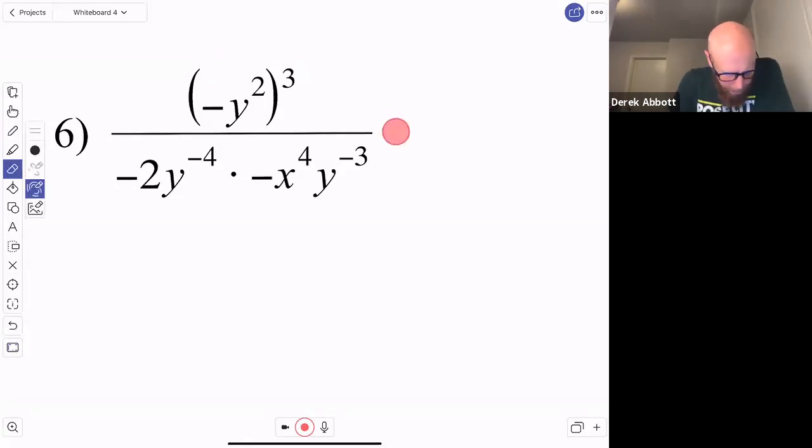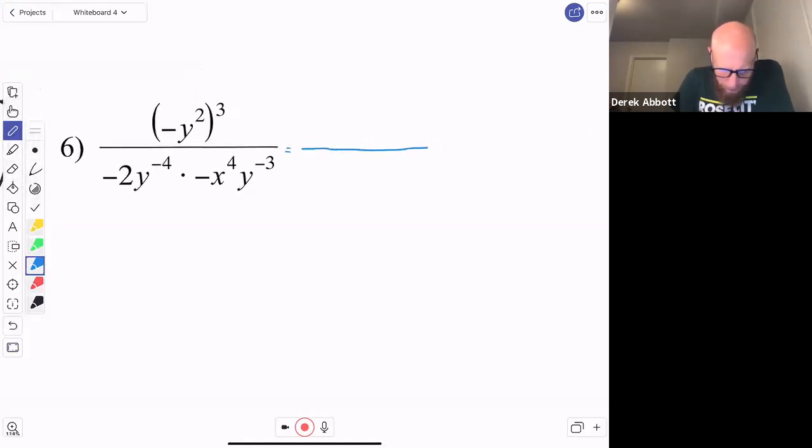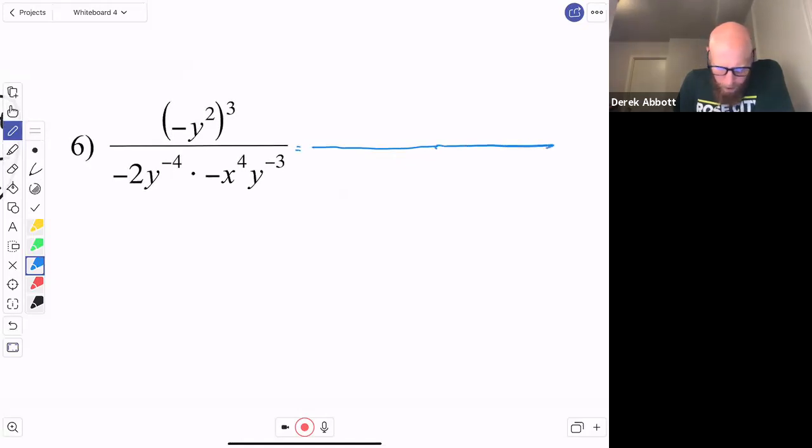I'm going to take care of the top. I'm going to give myself just a little more room here. Okay, let me interject here. Remember, for a negative, I could always put the 1 there, so it gets its own power. So it's really negative 1. So then on the top I am going to get negative 1 to the 3rd power, and I'm going to get y to the 6th power. Why? Power to a power, power to a power. That just means multiply the powers.